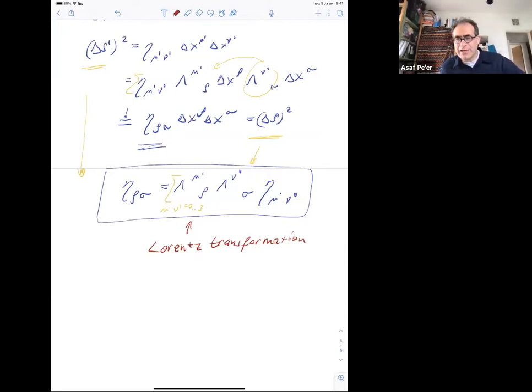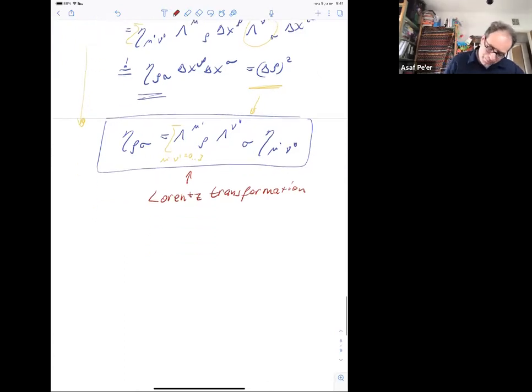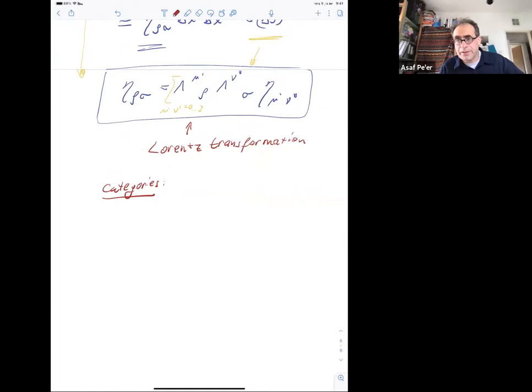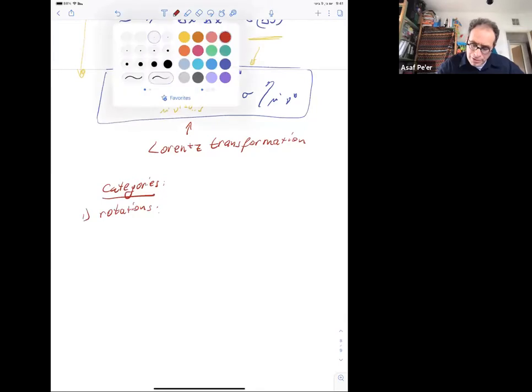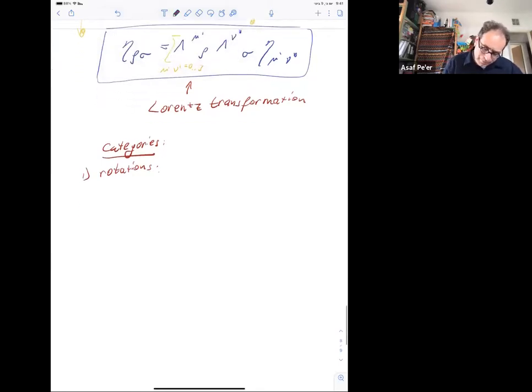So we have several categories of Lorentz transformation. So the first category is just a rotation. So for example, rotation in the XY plane.